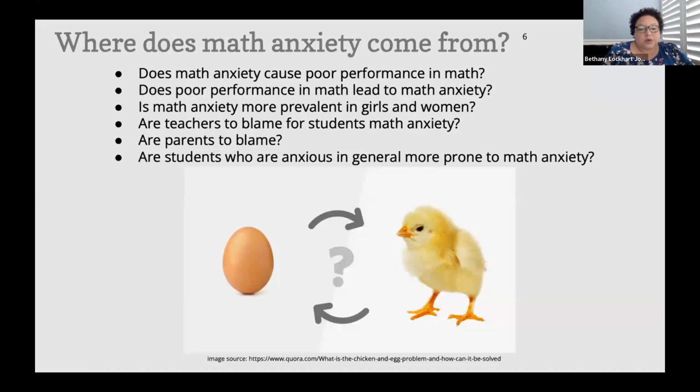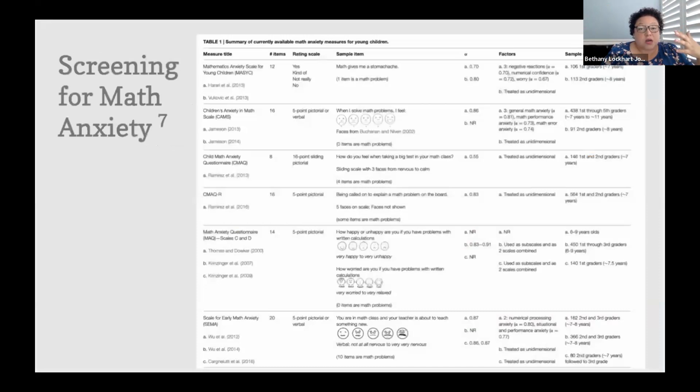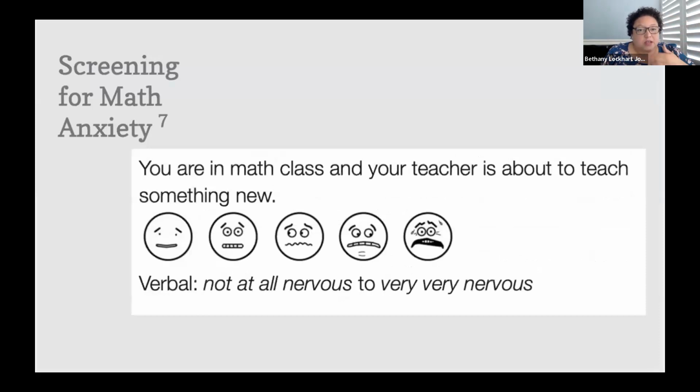So one of the other things I want to talk about is how it's screened for. This table gives all sorts of different screenings, right? And typically these screenings for math anxiety were for older students. And so researchers revised it so that it would be for younger students as well. So for example, you're in math class and your teacher is about to teach something new. How do you feel? From not nervous at all to very, very nervous.